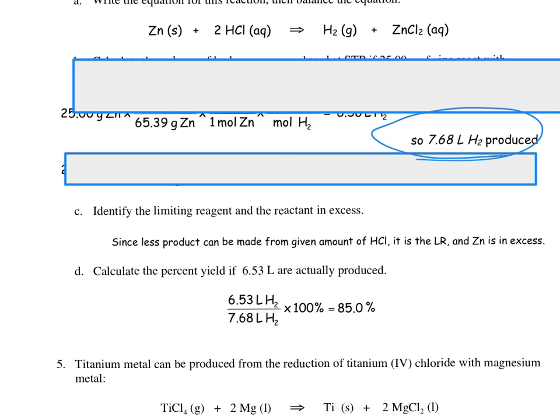The percent yield is just the observed value, how much we collected, 6.53, over the expected value, the hypothetical or theoretical value, times 100. That's an 85% yield.